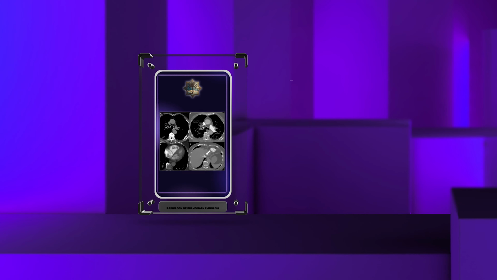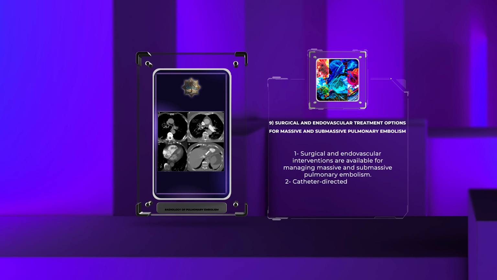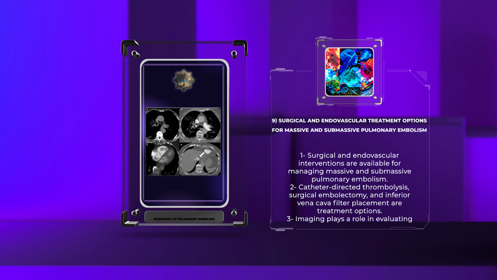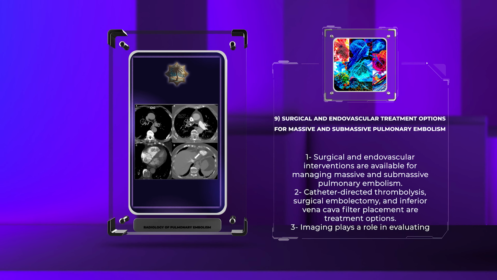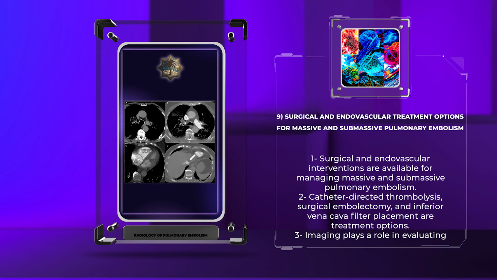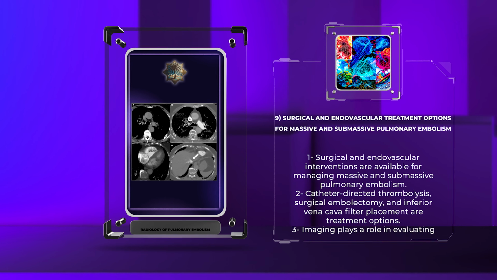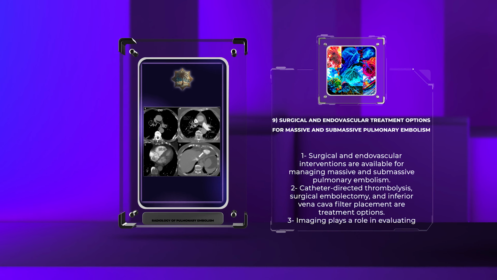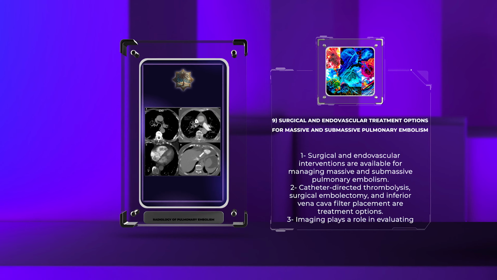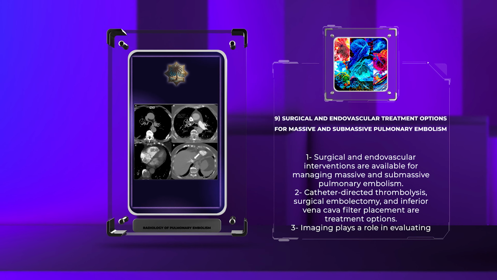Turning our attention to treatment options, we will provide an overview of surgical and endovascular interventions available for the management of massive and submassive pulmonary embolism. We will discuss the indications, advantages, and limitations of therapies, including catheter-directed thrombolysis, surgical embolectomy, and inferior vena cava filter placement. Imaging plays a critical role in evaluating treatment response and identifying procedure-related complications.